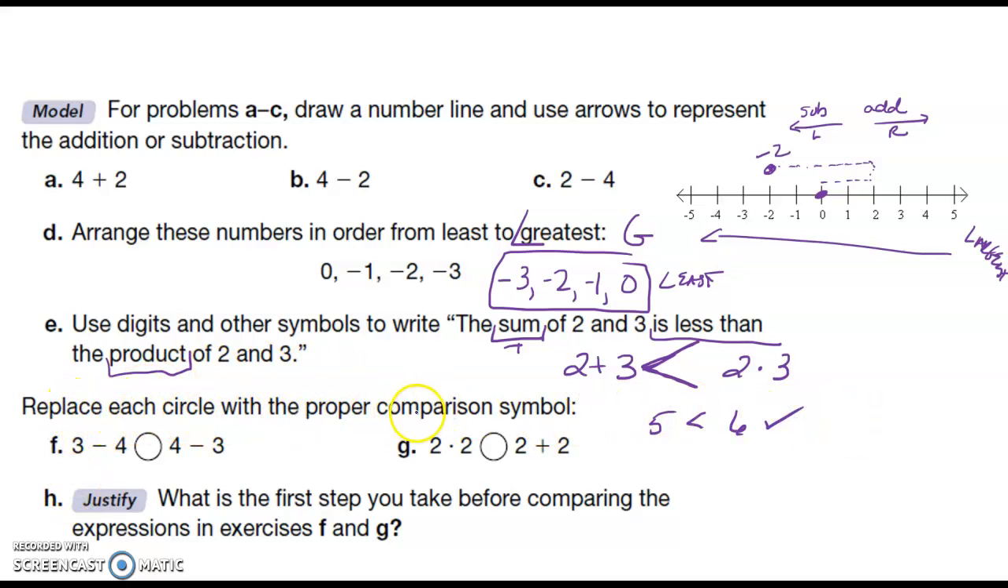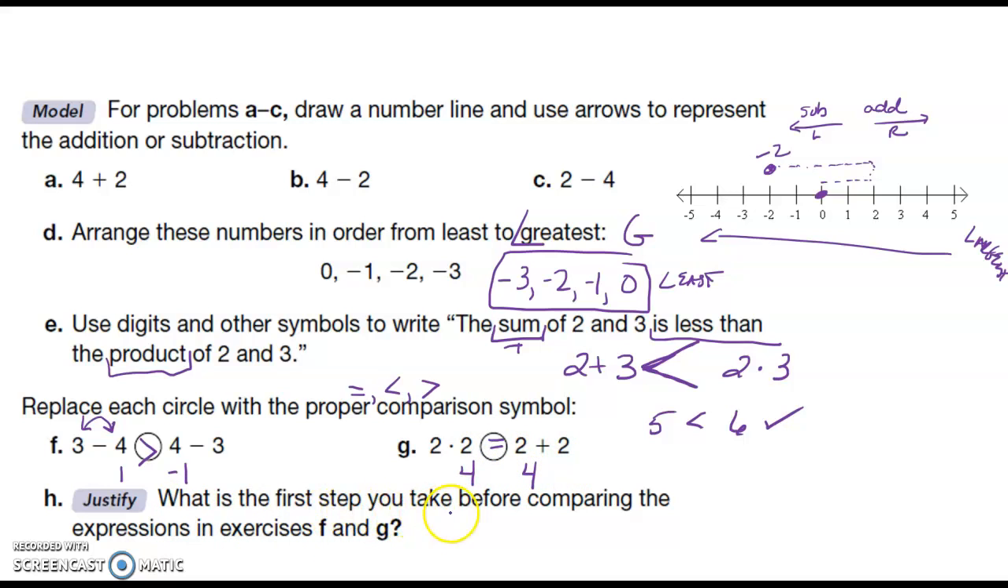Replace each circle with the proper comparison symbol. So they're looking for an equal to, less than, or greater than symbol. So I have 3 minus 4, which is negative 1, or 4 minus 3. Now when I flip these, I get the opposite number. So this is 3 minus 4, which is negative 1. If I flip it to 4 minus 3, I get 1. Okay, so this is going to be larger. I have 2 times 2 is 4, and 2 plus 2 is 4, so those are equal.